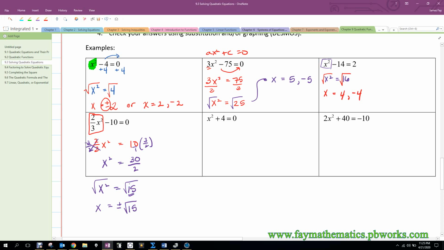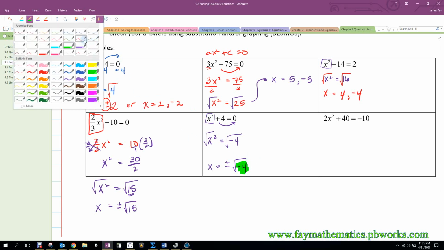Okay, this next one. There's my ax squared. I need to move this plus 4 to that right-hand side. And that's going to give me negative 4. And now I'm going to take the square root here, square root there. Okay. And now the question is, well, when I want to evaluate that, what number can I multiply by itself 2 times to get a negative? When we talked about it previously, there are no such numbers.